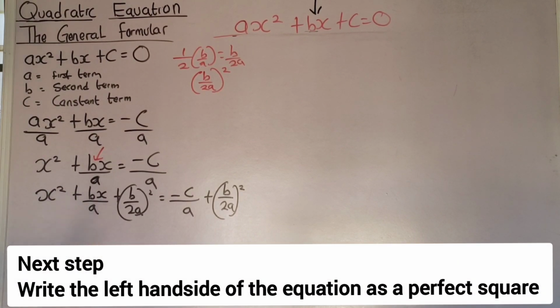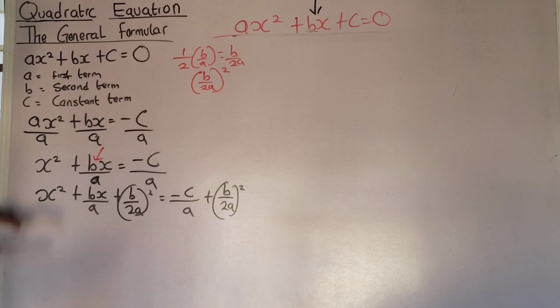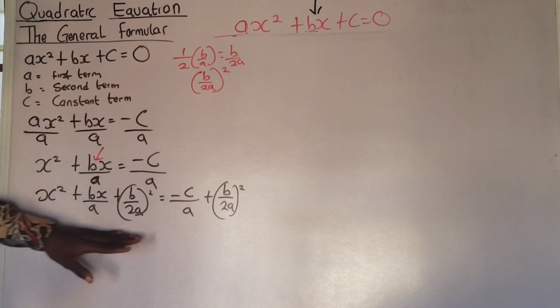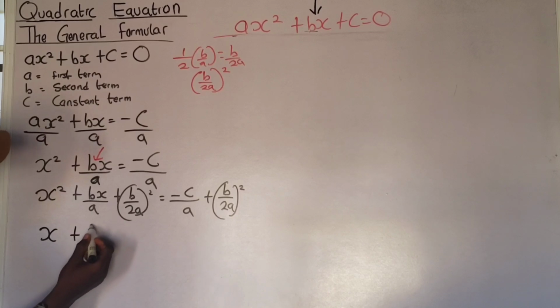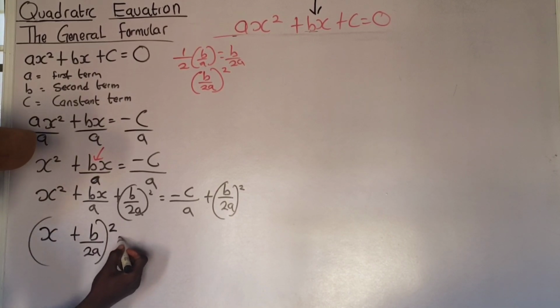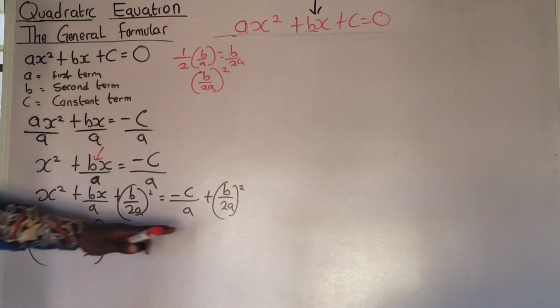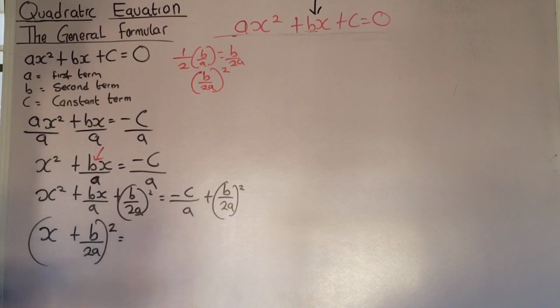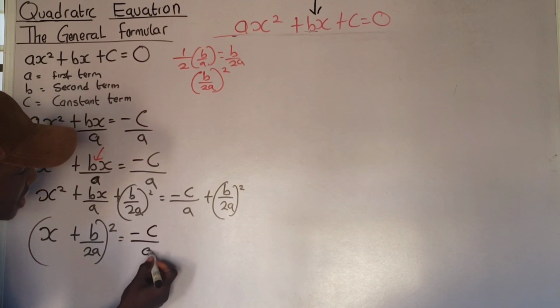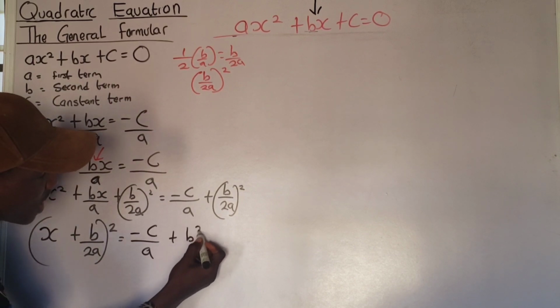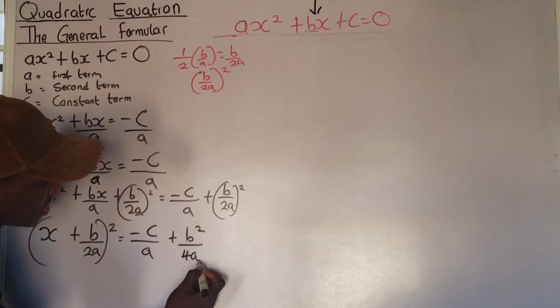Here, now I'm going to rewrite the left hand side of this equation as a perfect square. Hence, I'm going to have x plus b all over 2a squared equals, now for the right hand side of the equation, I'm going to simplify it. You understand? So I'm going to have negative c all over a plus b squared all over 4a squared.